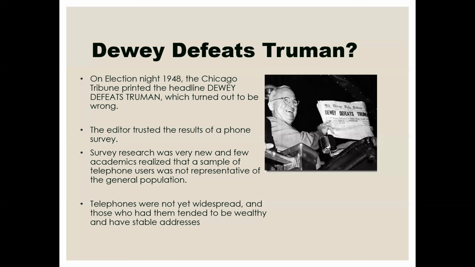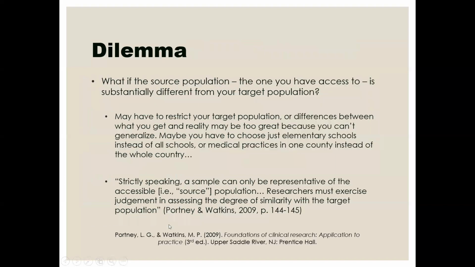Their sampling frame was not all potential voters. Their sampling frame was wealthier people who had telephones. So the correct generalization would be that wealthier people with telephones would have voted for Dewey, right? This is the correct representation. This is the correct generalization. Not that the whole country would vote for Dewey, only those within this very specific group: stable addresses, wealthy, and have phones.